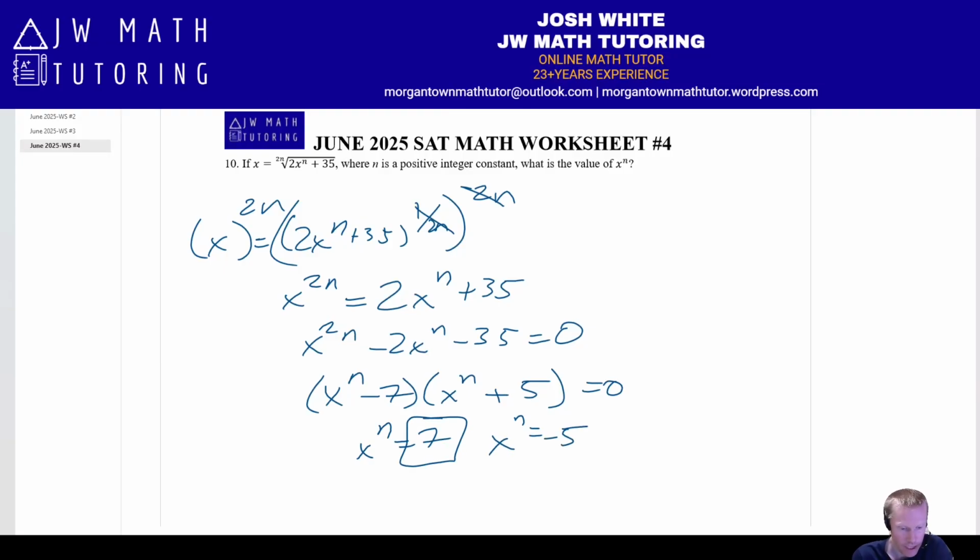This is the only correct answer, and the reason is, I believe, because of the requirement that n is a positive integer constant. You're going to run into issues with the original problem here where you have the root if you let x to the n be equal to negative 5. So I believe the correct answer for this one should only be 7. It should not be negative 5. However, let's see how you could solve this in Desmos.